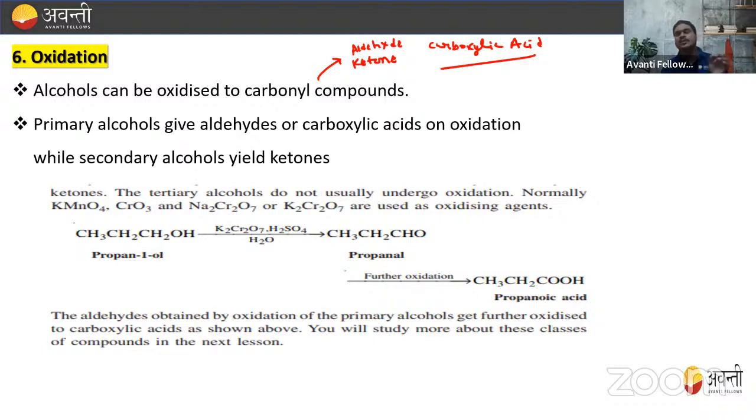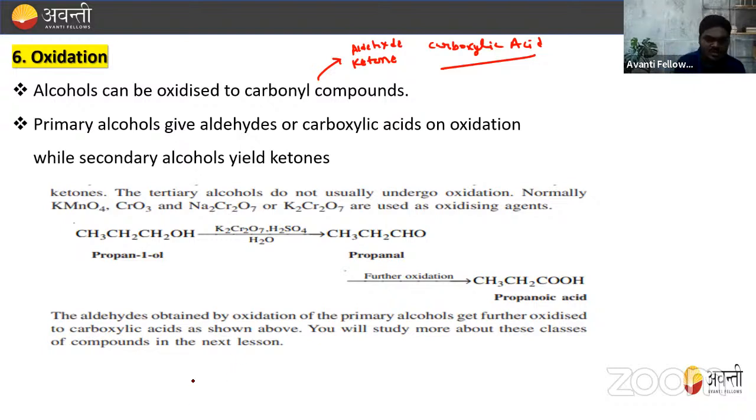Primary alcohol gives aldehyde and secondary alcohol gives ketone. And tertiary alcohol does not usually undergo oxidation. Why does tertiary alcohol not usually undergo oxidation? Can anyone explain? Oxidation means either they accept oxygen or they lose hydrogen. This is a simple definition you learned in 10th class: oxidation means removal of hydrogen or addition of oxygen.